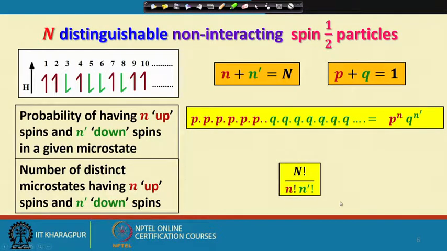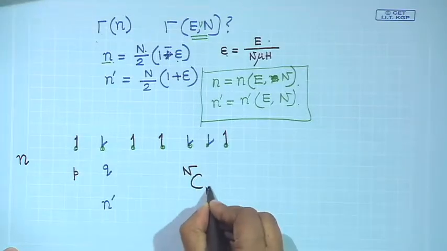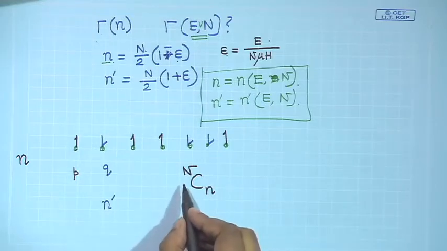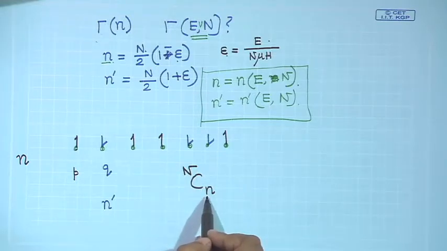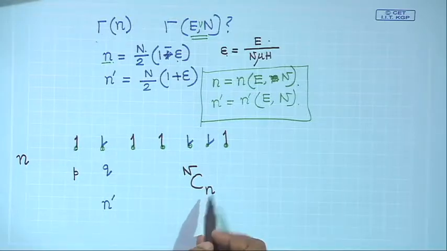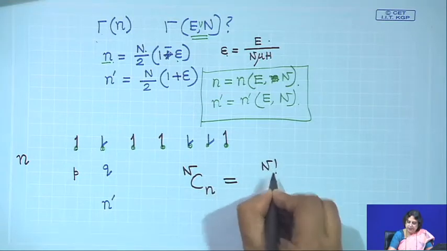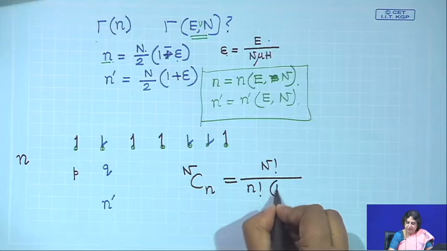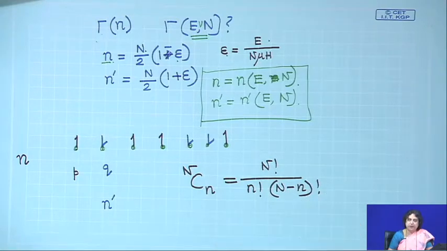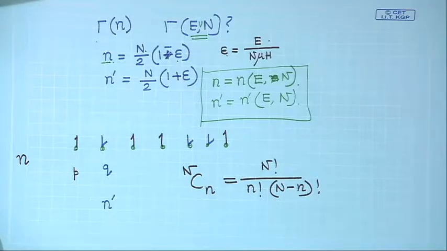But how many such distinct microscopic states are possible that will be having small n up spins and n prime down spins? This number can be very easily calculated, and this is given by capital N C small n. So, out of an assembly of capital N spins, you are going to choose small n spins with up direction and the rest as the down direction, and that is given by capital N factorial divided by small n factorial and capital N minus small n factorial. So, this is exactly what I have shown over here.